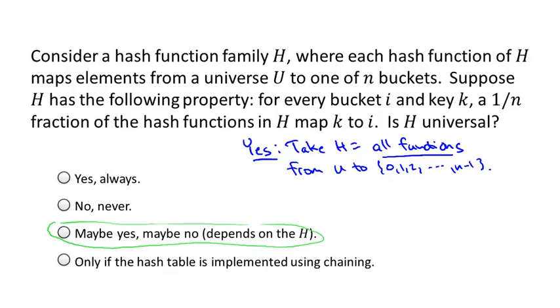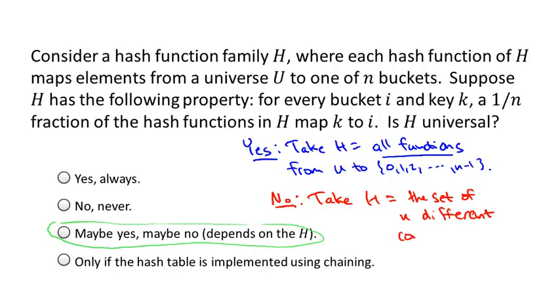An example where you have the property in this slide but you're not universal would be to take H to be a quite small family, a family of exactly n functions, each of which is a constant function. So there's going to be one function which always maps everything to bucket 0. That's a totally stupid hash function. There's going to be another hash function which always maps everything to bucket number 1. That's a different but also totally stupid hash function, and so on. And then the nth function will be the constant function that always maps everything to bucket n minus 1.